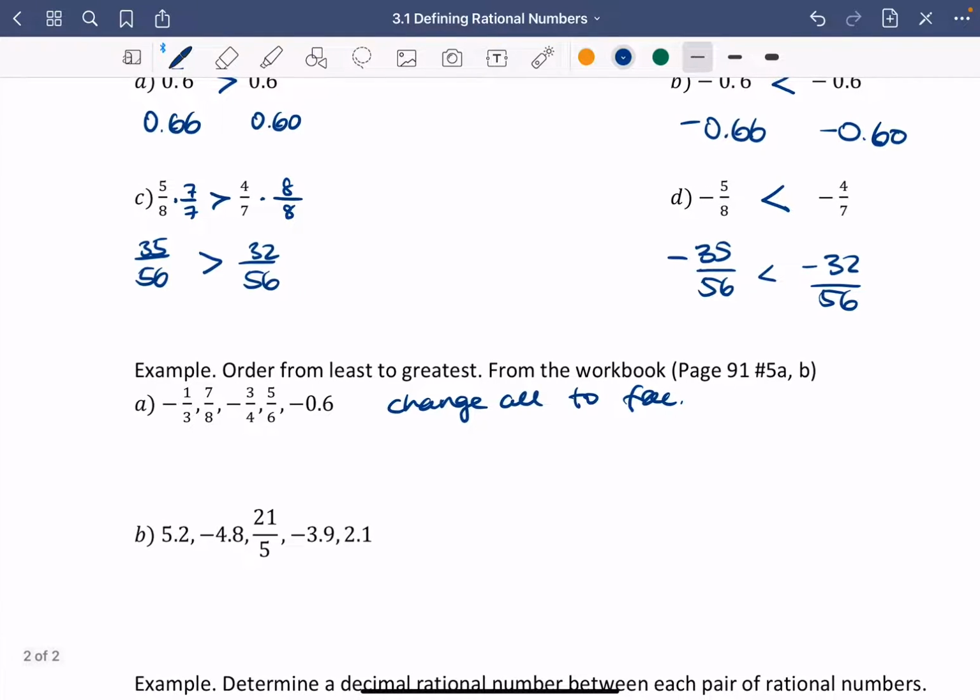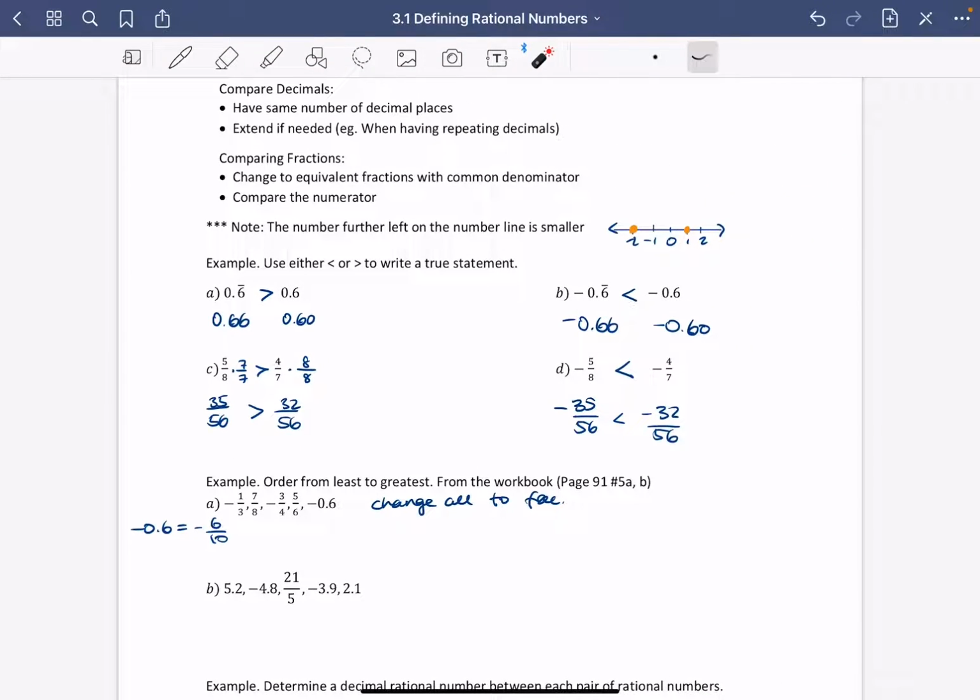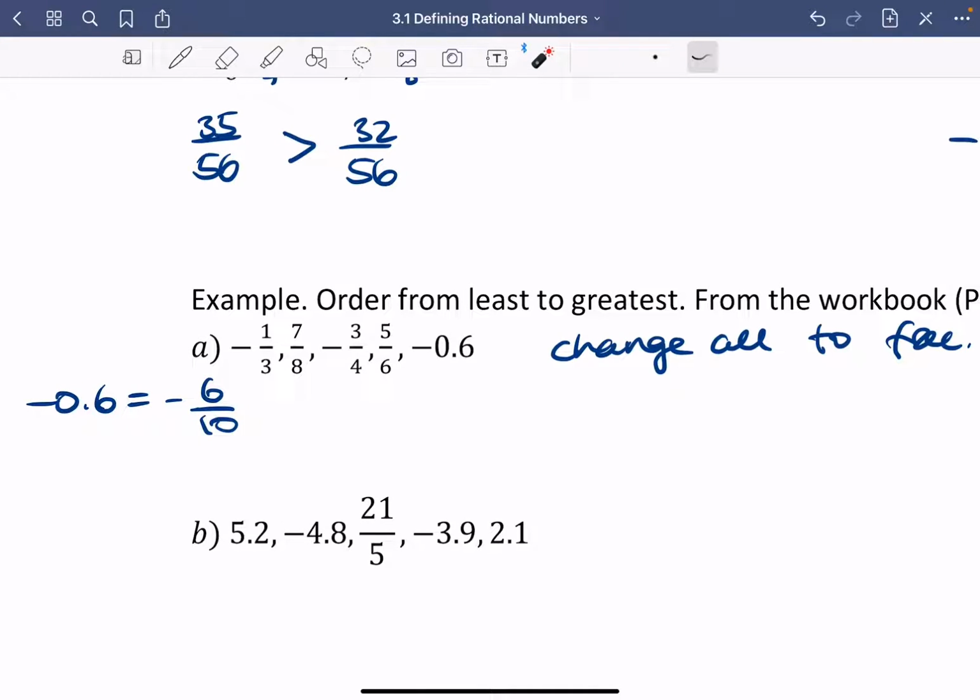Okay, so negative 0.6 will be negative 6 over 10 as a fraction, right? So now, to compare fractions, you need to have a common denominator. And so we'll have 3, 8, 4, 6, and 10. To find the common denominator, it's actually 120. So we're going to change all of these fractions to a fraction over 120.